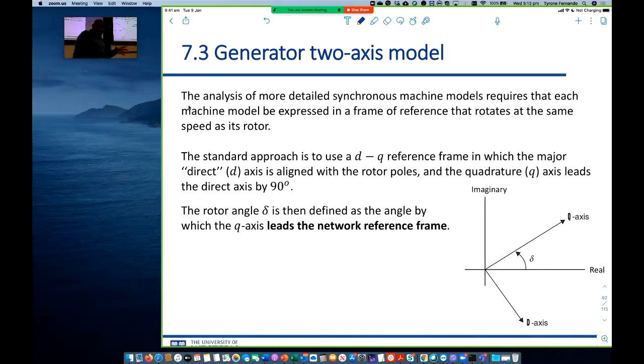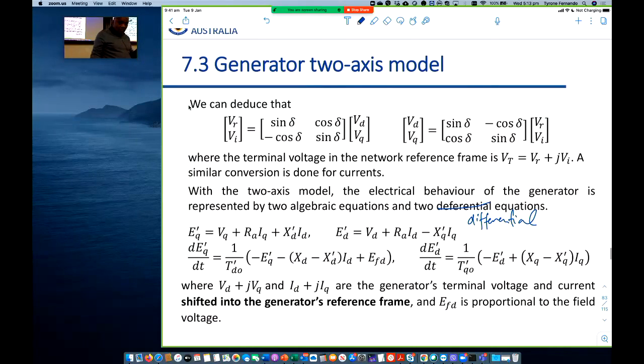In other words, if we are going from one reference frame to another, I need to rotate the vector by 90 minus theta. So if I have VR and VI, the real and imaginary parts of some vector, and I want the DQ values in the DQ reference frame, I need to rotate by an angle 90 minus delta, which is that matrix operation, because that matrix is a rotation operation. Multiplied by VR and VI, it will give me VD and VQ.